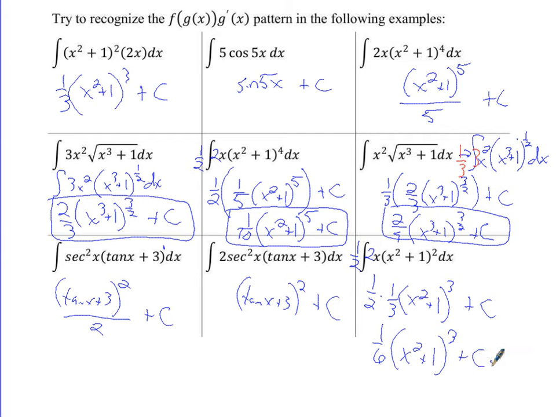Again, check it to make sure. The 3 comes down, and I get 3/6, which is 1/2, times what's inside, to the second power, times the derivative of what's inside, which is 2x. So I have 1/2 times 2x, which is just x, which gives me that, and then the rest is correct. You're going to want to check these for sure.